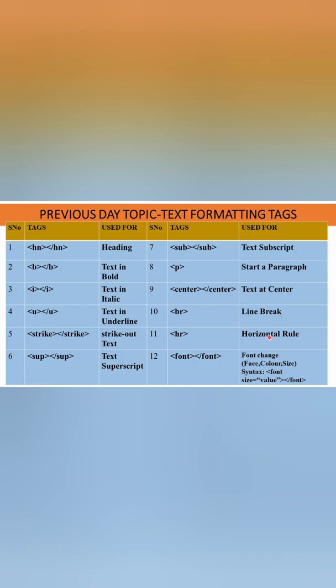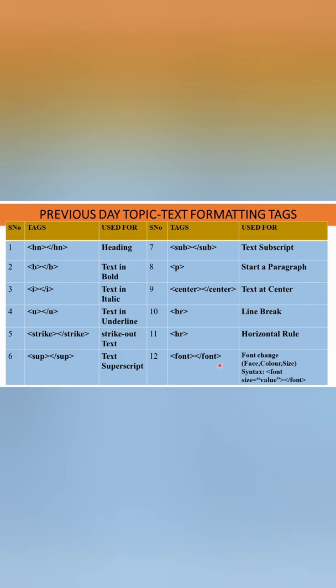Next, the horizontal rule tag, that is the HR tag. If you use this HR tag, then it will make a horizontal line on your web page. By using this HR tag, you can make a horizontal line on your web page.